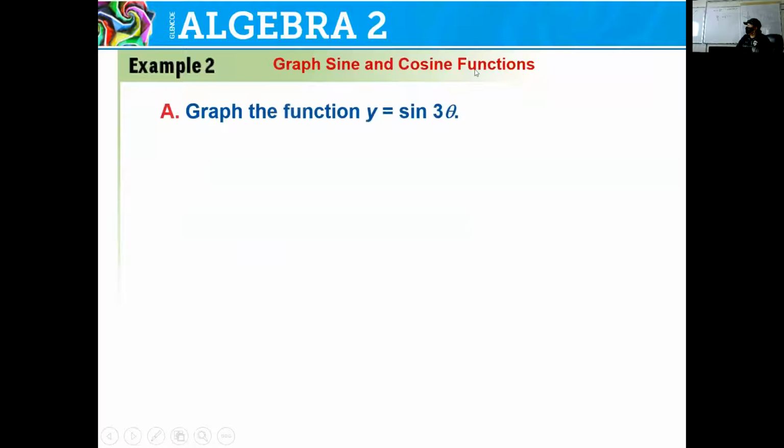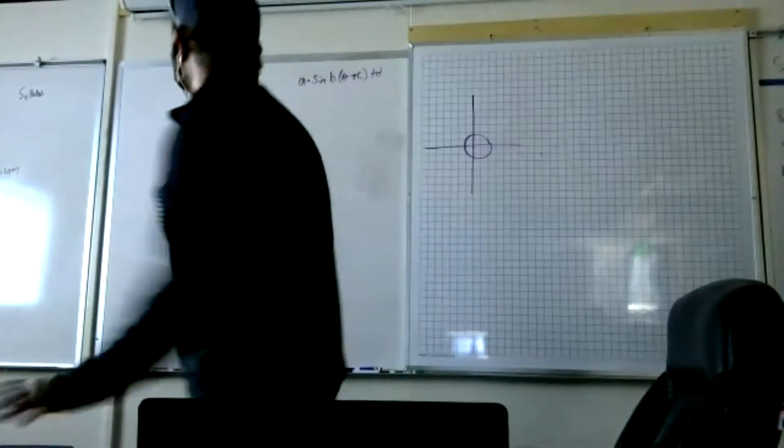Okay, graph sine and cosine functions. Graph the function y equals the sine of 3 theta. We're going to break it down the same way that we just did. We're going to find the amplitude and the period first, and we're going to talk about whether there are any phase shifts or vertical transformations or anything like that.